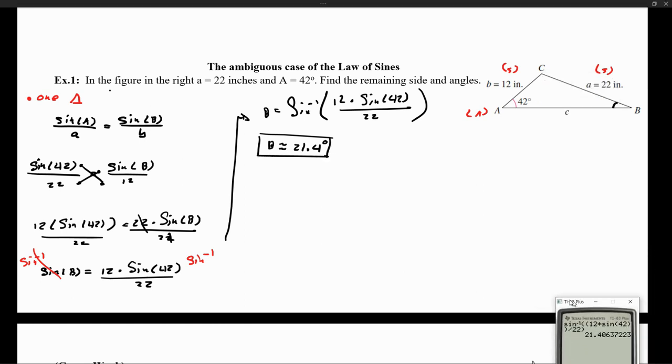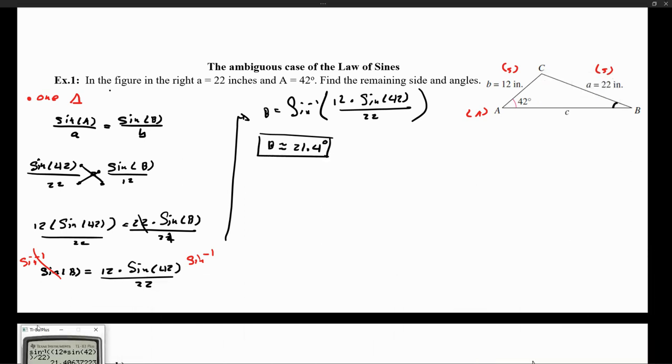Let's just put the calculator here on the side for a second. So now we know that this angle B has a value of about 21.4 degrees. So what are we missing? Well, notice that we're missing angle C. So let's work for angle C. We already know that this is 21.4 and that is 42. So angle C will be 180 minus 42 minus 21.4. So now we can define angle C to be 116.59.